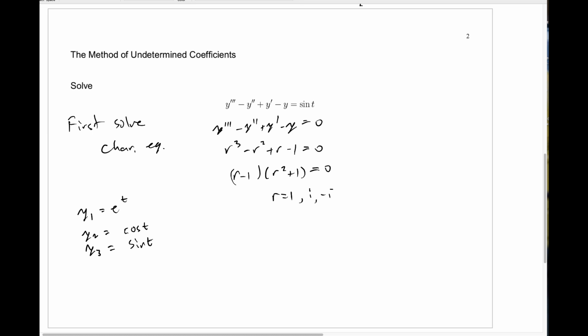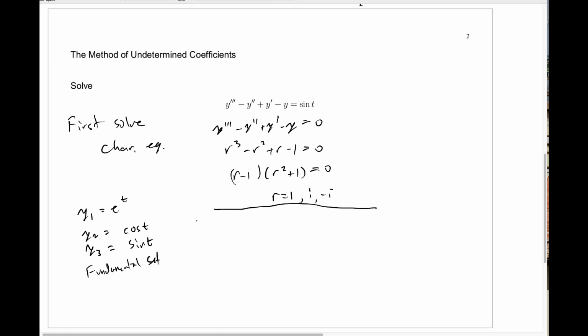Again, it is very easy to check that the Wronskian of those three is non-zero. They constitute a fundamental set of solutions. And the complete general solution to the homogeneous equation is the set of all linear combinations of these. I'll write that down later.